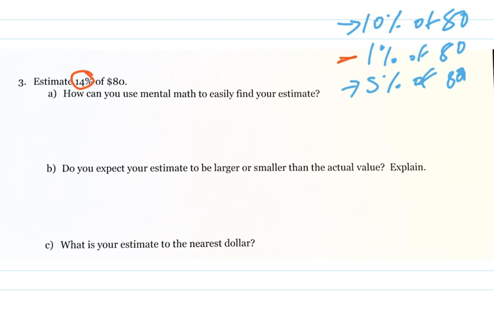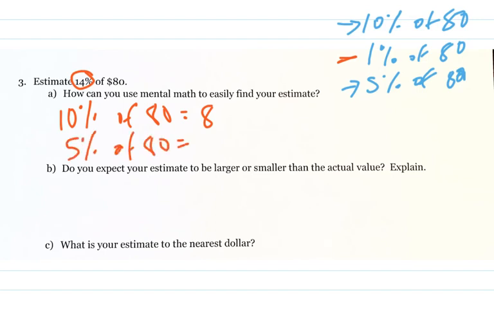But again, we're going to use that 10% rule. So 10% of 80 is 8. 5% of 80 would be half of 8, which is 4. And then I could add them together, and that gives me 12. So 12 is actually exactly equal to 15% of 80.